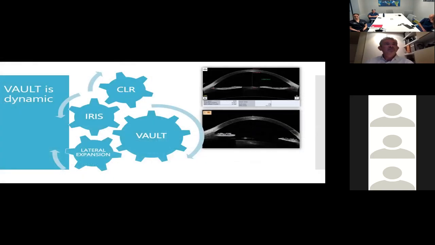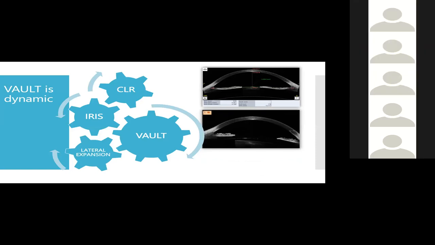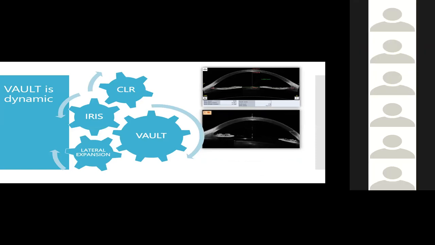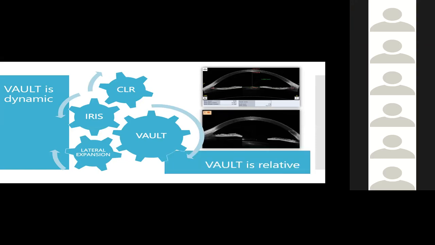So we already know that the vault is essentially dynamic and some factors can contribute to this dynamic, but vault is also relative. We are used to hearing about vault as an absolute number, but we have to get used to framing that vault within a context and trying to individualize it according to the biometric and dynamic characteristics of each particular eye. That's the only way to understand the vault and try to advance in its knowledge.